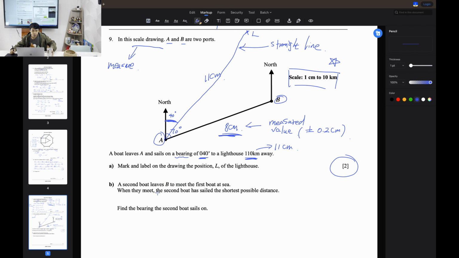Now, a second boat leaves B to meet the first boat. So the first boat is moving from A to L, right? This direction. B meets the first boat at C, and when they meet, the second boat has sailed the shortest possible distance. Okay, so this is a keyword, right? Shortest possible distance always reminds us of the perpendicular distance.